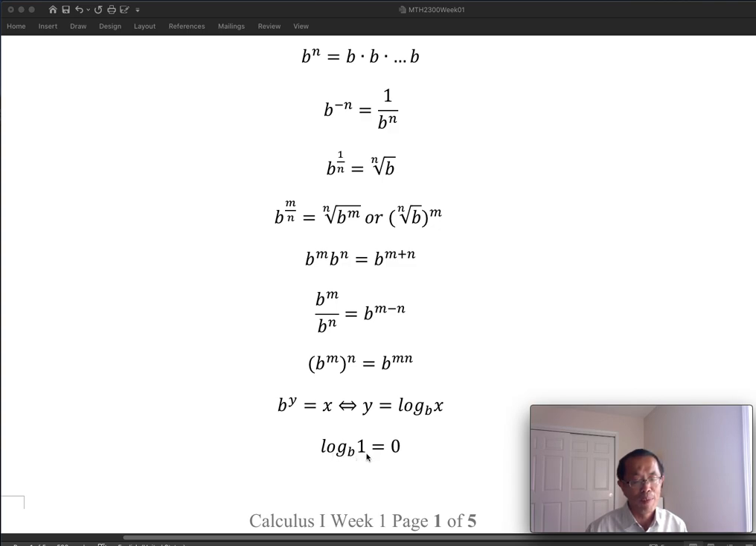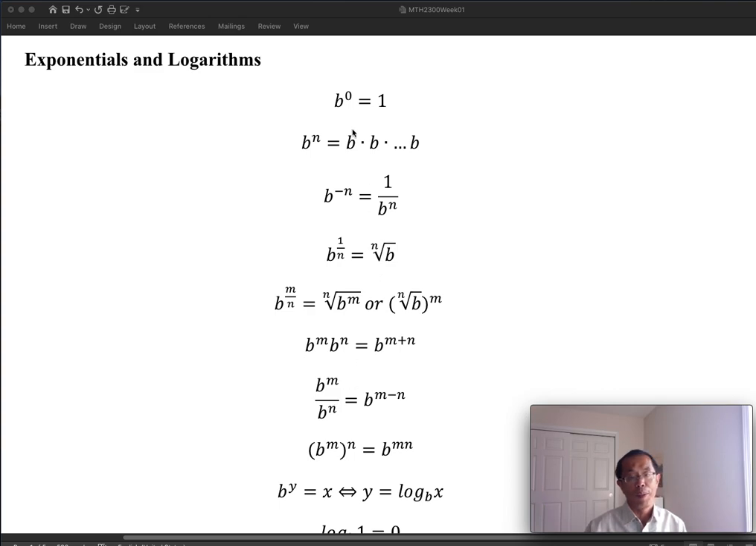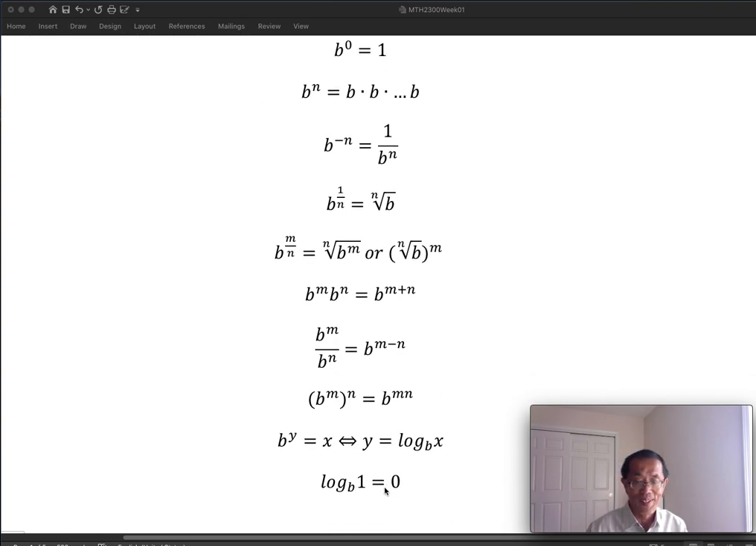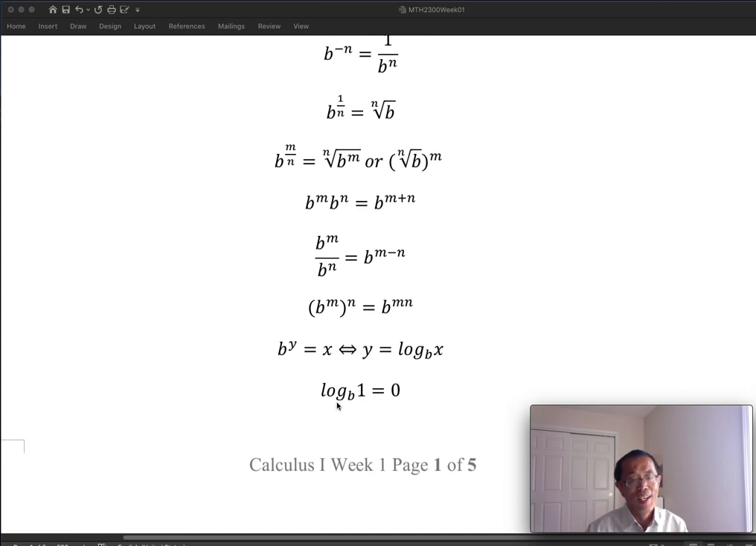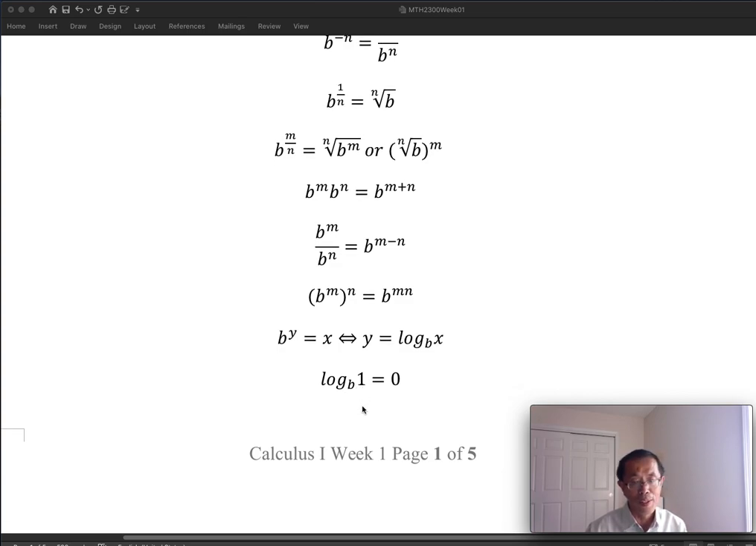Now let's take a look at a special case of logarithm: log base b of 1. If you think very carefully, I must have b raised to some power equals 1. Thinking about how exponentials are created, b to the power of 0 is 1, right? So log base b of 1 equals 0. And I suppose you know the natural logarithm: ln of 1 equals 0. A logarithm with any base of 1 is always 0.